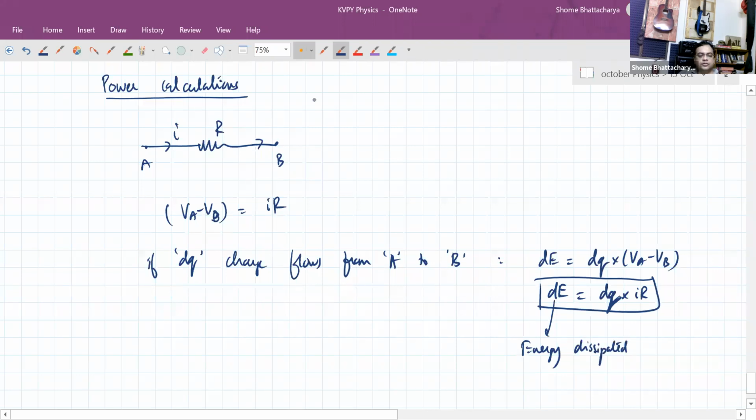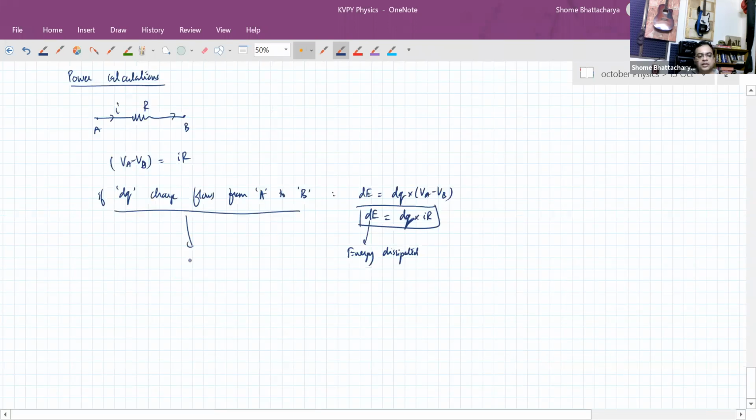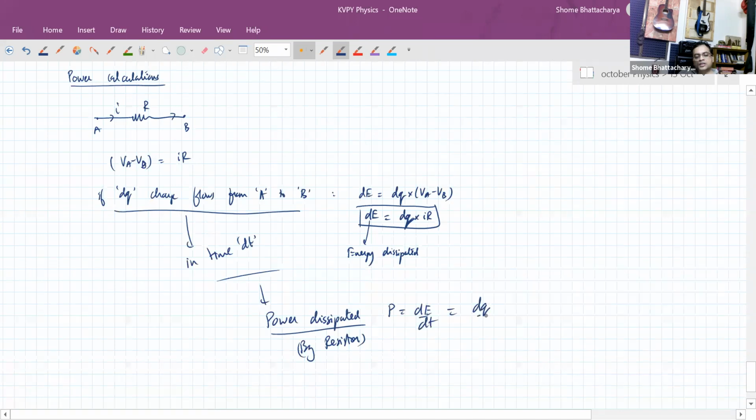For charge dq going from A to B, in time dt, if this charge flows across from A to B in time dt, then the power dissipated, that is the rate at which energy is dissipated at the resistor, that power P becomes the rate at which this energy is getting dissipated. So it becomes dq by dt into IR. And dq by dt is nothing but the electric current. It's the rate at which charge is flowing.